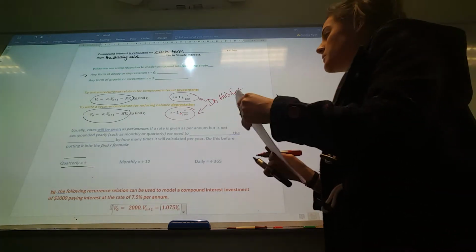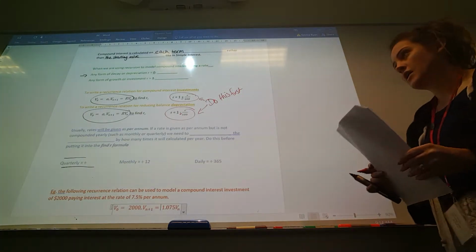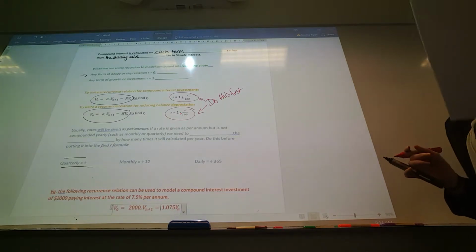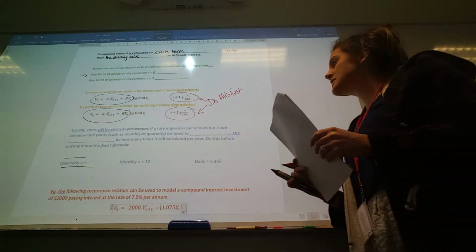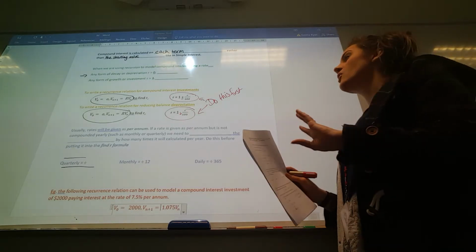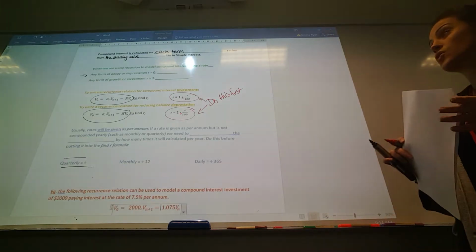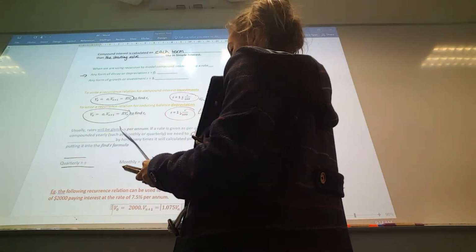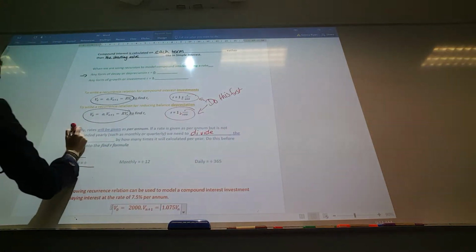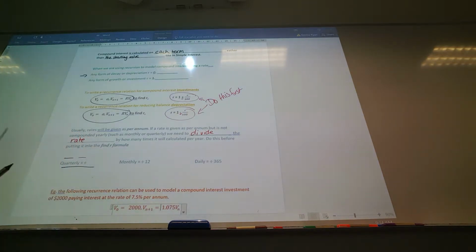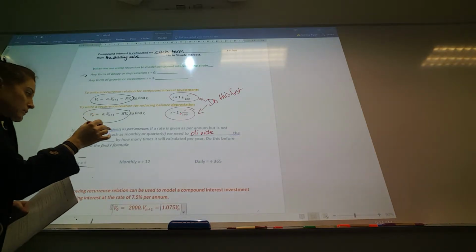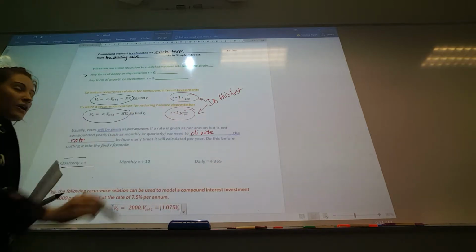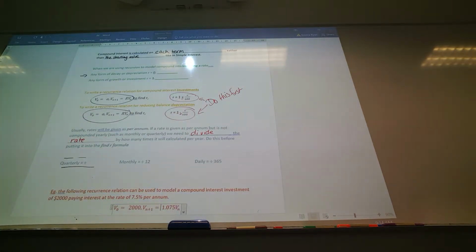So usually rates will be given as per annum, which is per year. If a rate is given as per annum, but is not compounded yearly, such as monthly or quarterly, we need to divide the rate by how many times it will be calculated per year. And you need to do this when we put it into our R formula. And we'll go through a few examples as well.